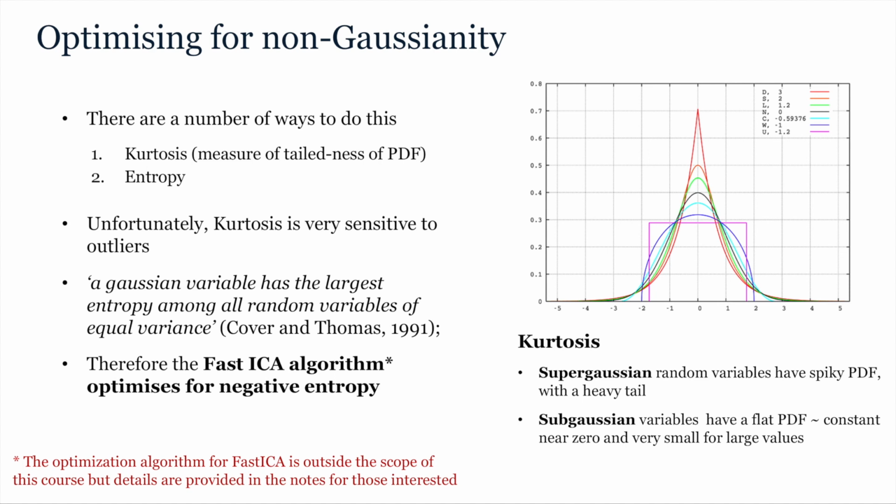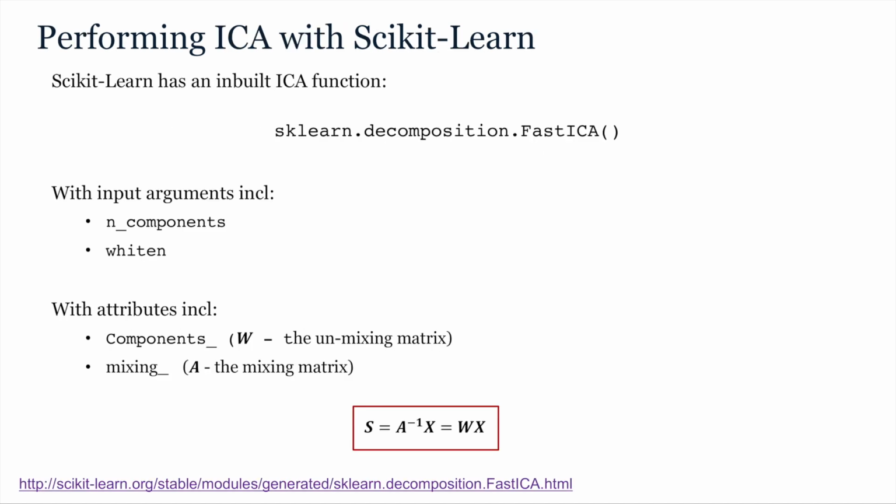However, to do so is far from trivial and therefore outside the scope of this course. For those that are interested, details are provided in the notes. We instead will implement ICA with scikit-learn, where the fast ICA function is again found in the decomposition module, and as for our PCA, we can choose how many components we want and whether we want to pre-whiten the data, to which the answer should be true.